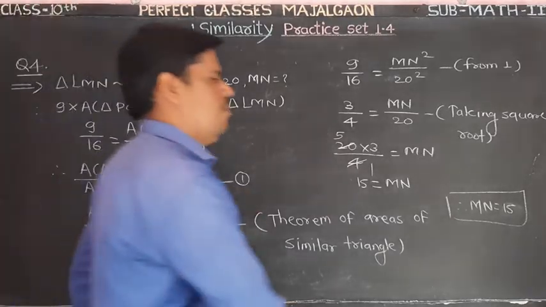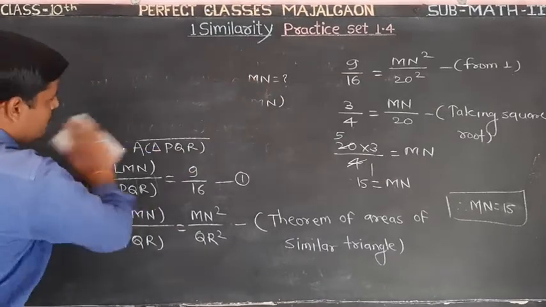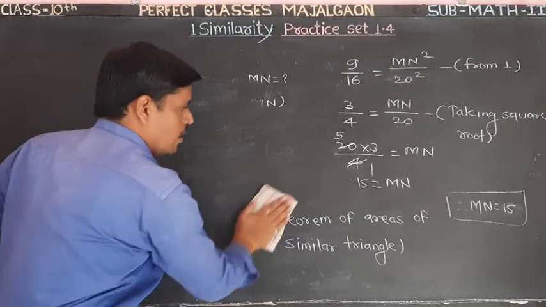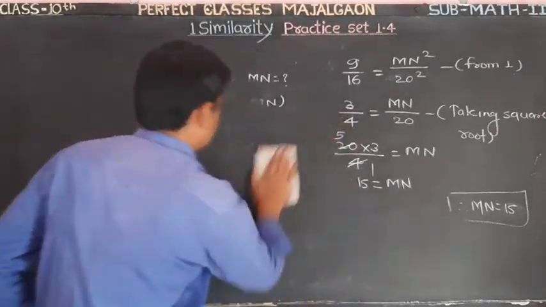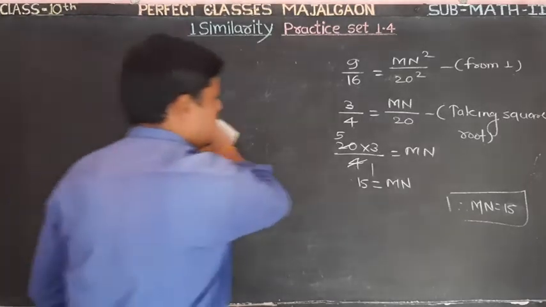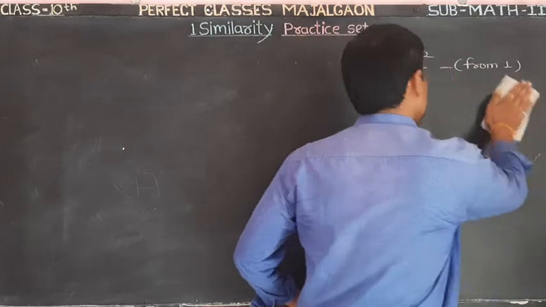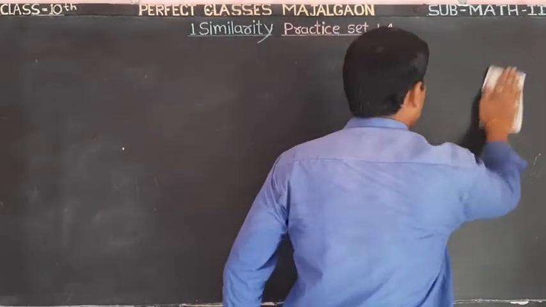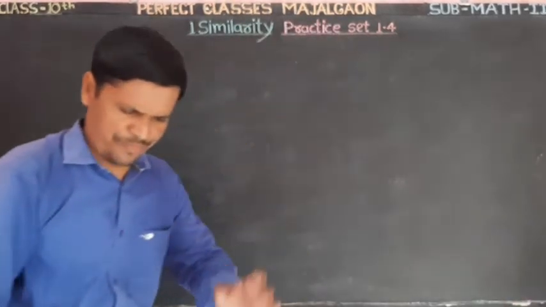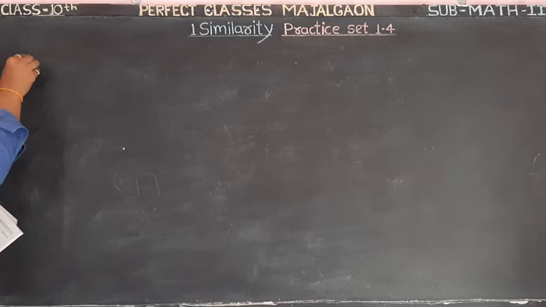Now we see the fifth example. All the examples or questions are based on the theorem of areas of similar triangles. How to identify or remember this theorem? The ratio of areas of two similar triangles is equal to the ratio of squares of their corresponding sides. This is the theorem. Now we see question number 5.